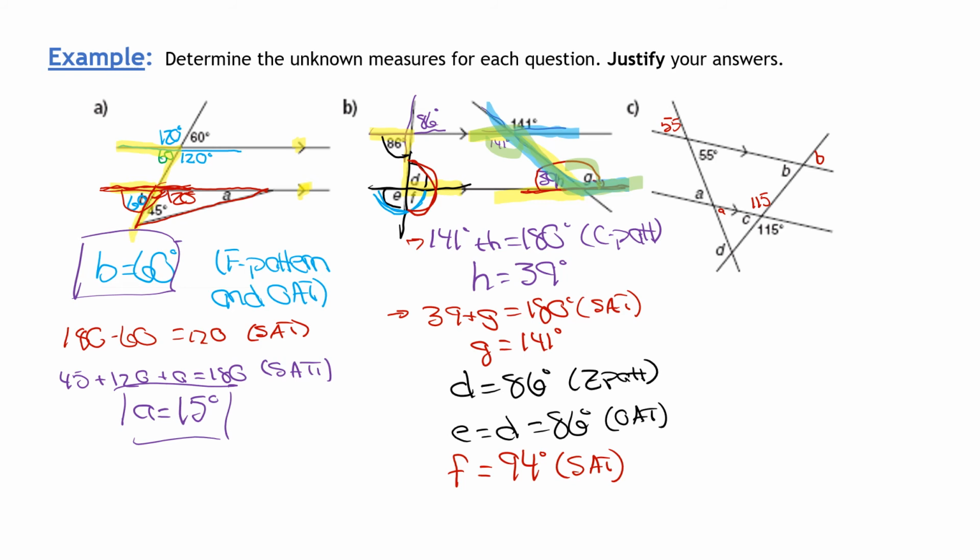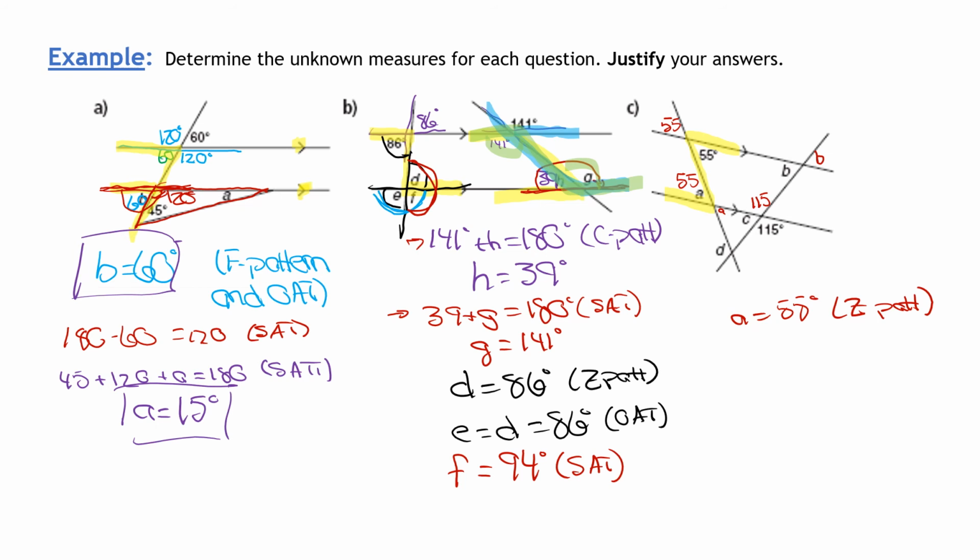Okay, if you're done, let's start with the easy one, I think, which is the A. For the A, I have a Z here. That tells me A is 55. Hopefully everybody got that. A is 55 degrees, and that was the Z pattern. And what else? So I can make that a 55 now. I know that's 55.